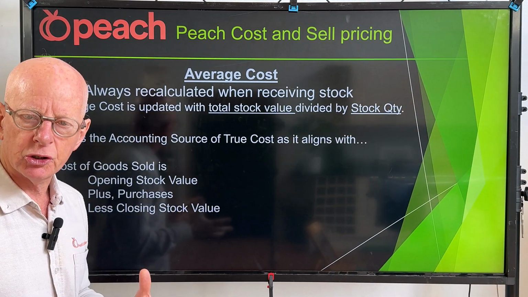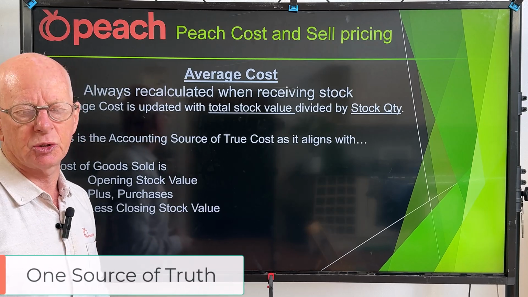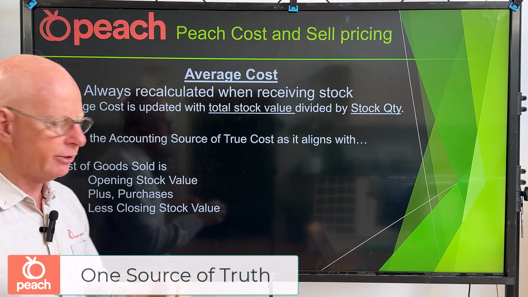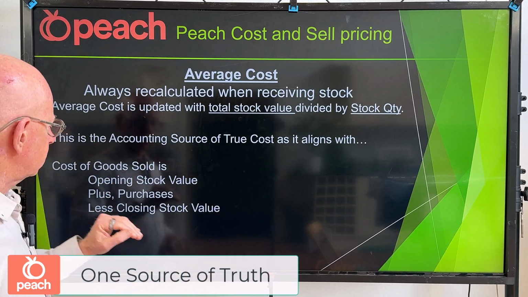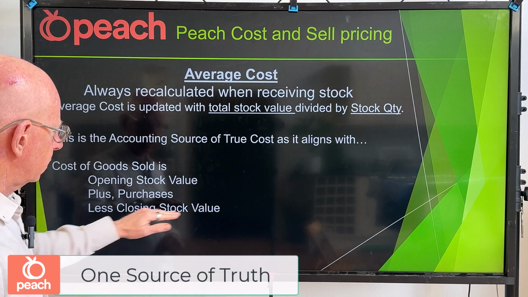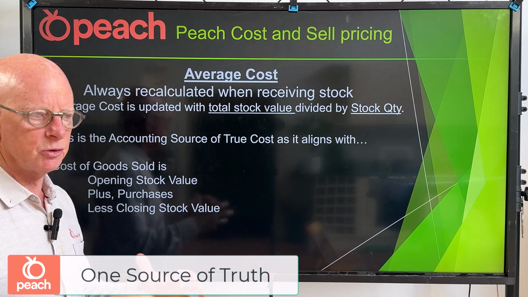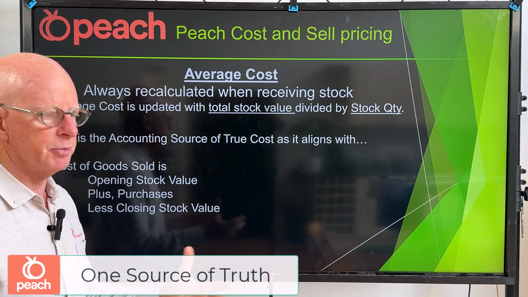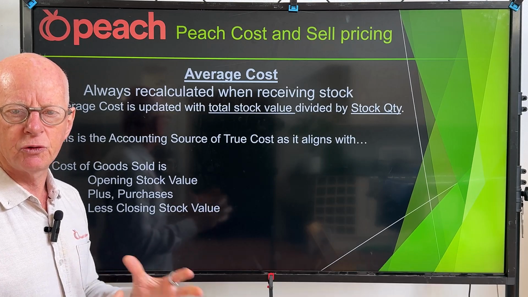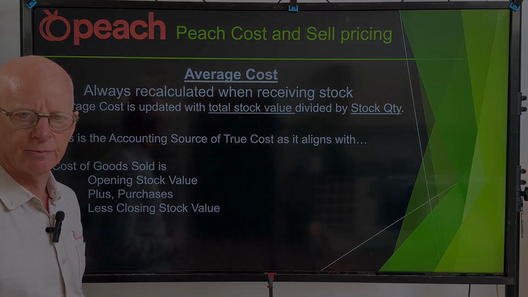The average cost is the source of truth for your organization. It calculates the profit, the money you've made. It aligns with the old accounting adage that cost of goods sold is the opening stock value plus your purchases less your closing stock. You can't disagree with this. It doesn't drill down by the part number. It doesn't depend on first in, first out. It basically is the cost of goods sold to calculate the profit on your business.